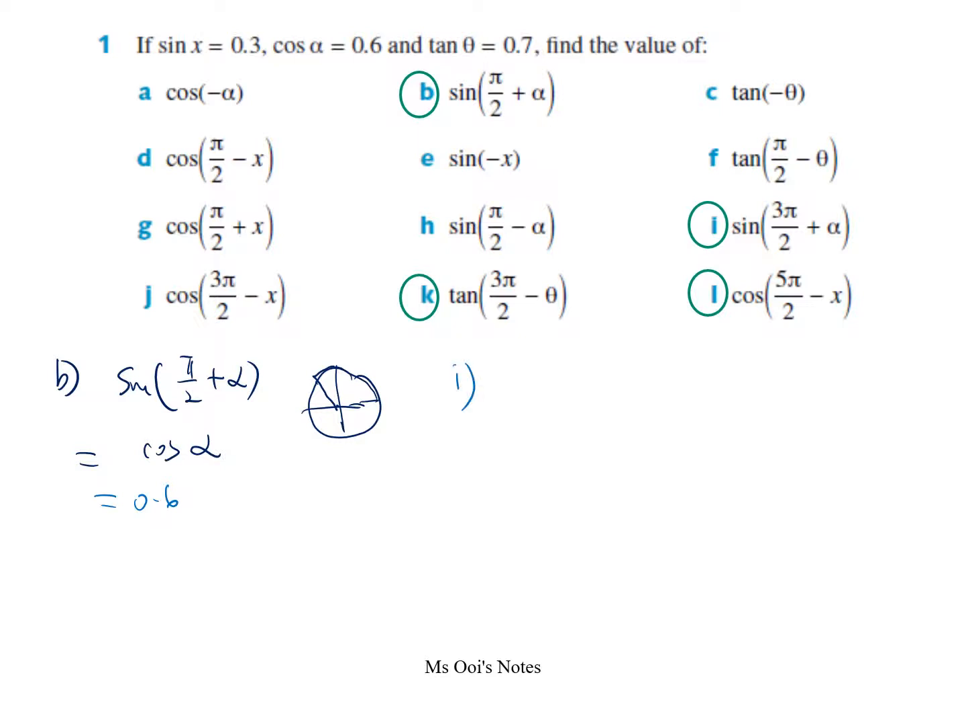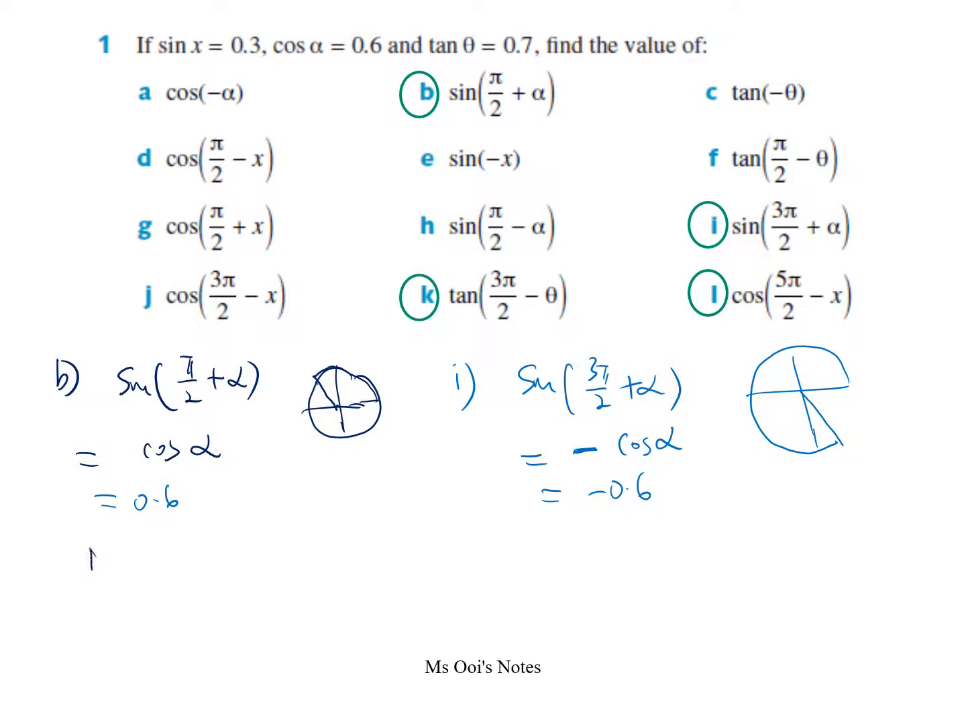Okay, next question. Sine of 3 pi over 2 plus alpha. 3 pi over 2 plus alpha is here, which is in the fourth quadrant. In the fourth quadrant, sine becomes negative, and because it involves 3 pi over 2, remember I said in class that sine will change to cos alpha, so that becomes negative 0.6.